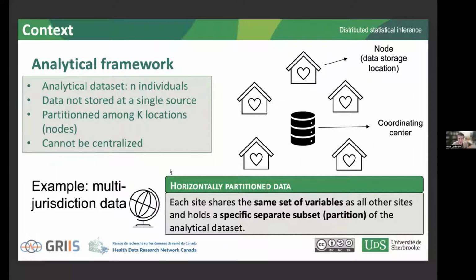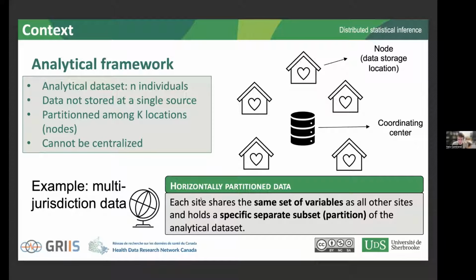So here's the context of the talk. We want to do an analysis that involves n individuals, and the data from these individuals are not stored at a single source. Instead, they are partitioned among k locations, which are called here nodes. The particularity here is that data cannot be centralized. And of course, one application of that type of setting is multi-jurisdiction data, where laws or ethics prevent centralizing the data.